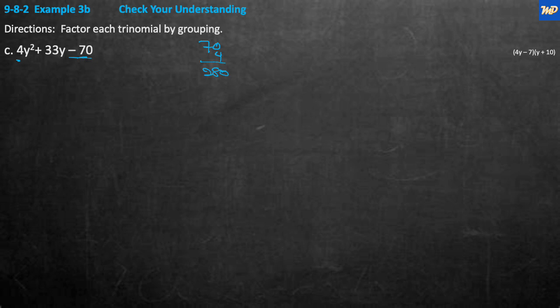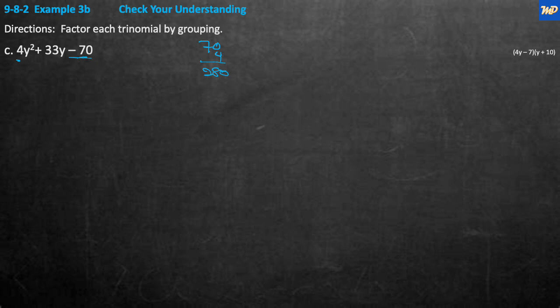And when there's a negative C term, in order to get a negative C term, you have to have a positive and a negative because they multiply. Your factors multiply. If you have a positive and a positive, you'll get a positive C term, or a negative and negative, you'll get a positive C term. You need a negative C term, so it has to be a negative and a positive.